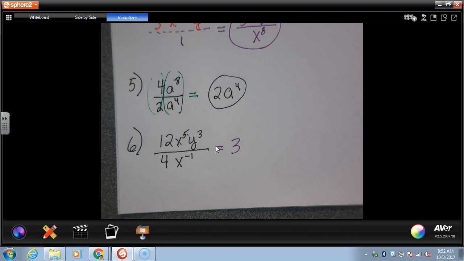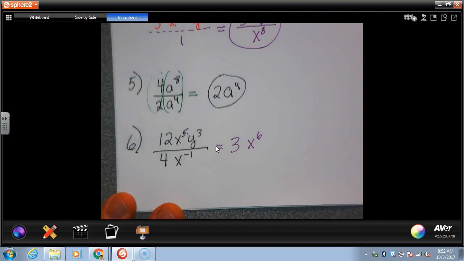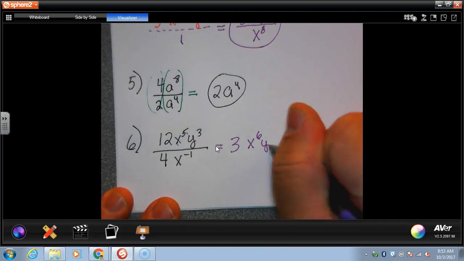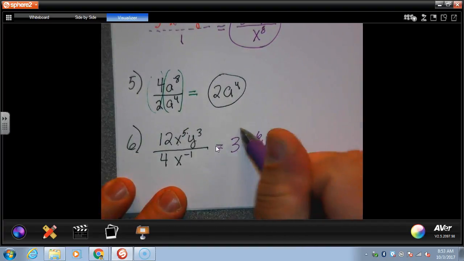5 minus negative 1. Anybody? That's right. X to the 6th, y to the 3rd. I have no negative exponents, so I'm done.